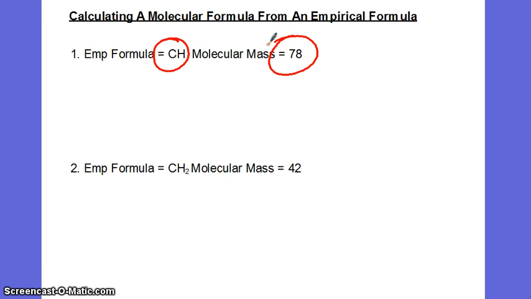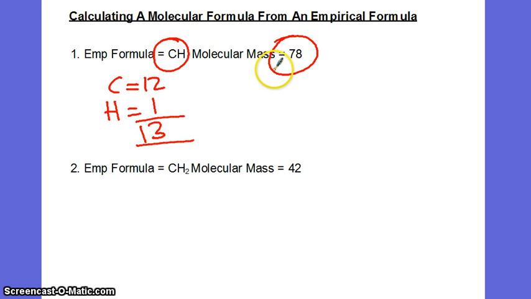And first of all, look at your mass number or relative atomic mass of carbon and hydrogen. So carbon is 12, hydrogen is 1. We have one of each of those, so we get to 13. So 1 unit of that molecule is 13. However, the whole molecule weighs 78. So we need to work out how many lots of 13 there are in 78.